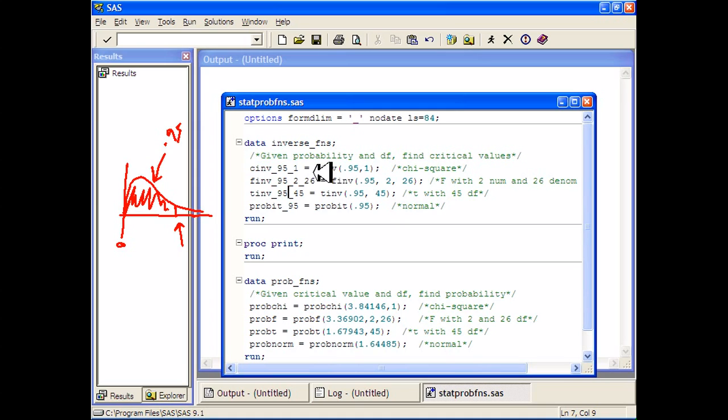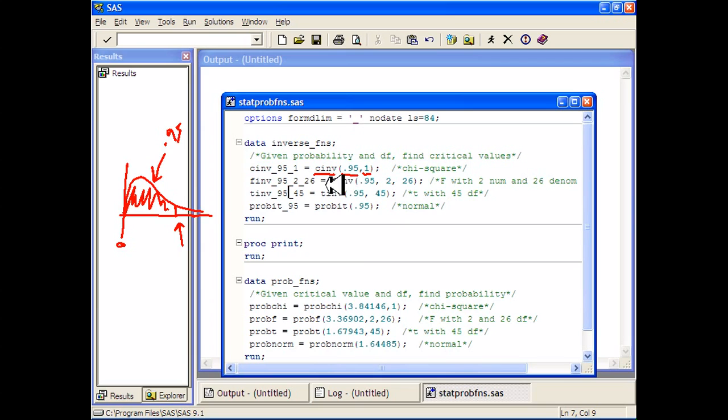So I just go in here and say CINV. In other words, this is the inverse chi-square distribution. And I've got 0.95 as the area that I want to find, and 1 is the degrees of freedom that goes with the chi-square value. You can put whatever degrees of freedom you need. Then this function will give you back that number.